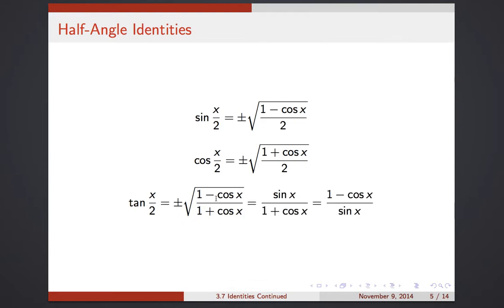And the half angle formula for tangent has a couple of equivalent formulations, neither of which include a plus or minus, which is nice, so you don't have to make a choice. So the book will write tangent of x over 2 as either the square root plus-minus version or these two fractions. Okay, so those are the half angle formulas.